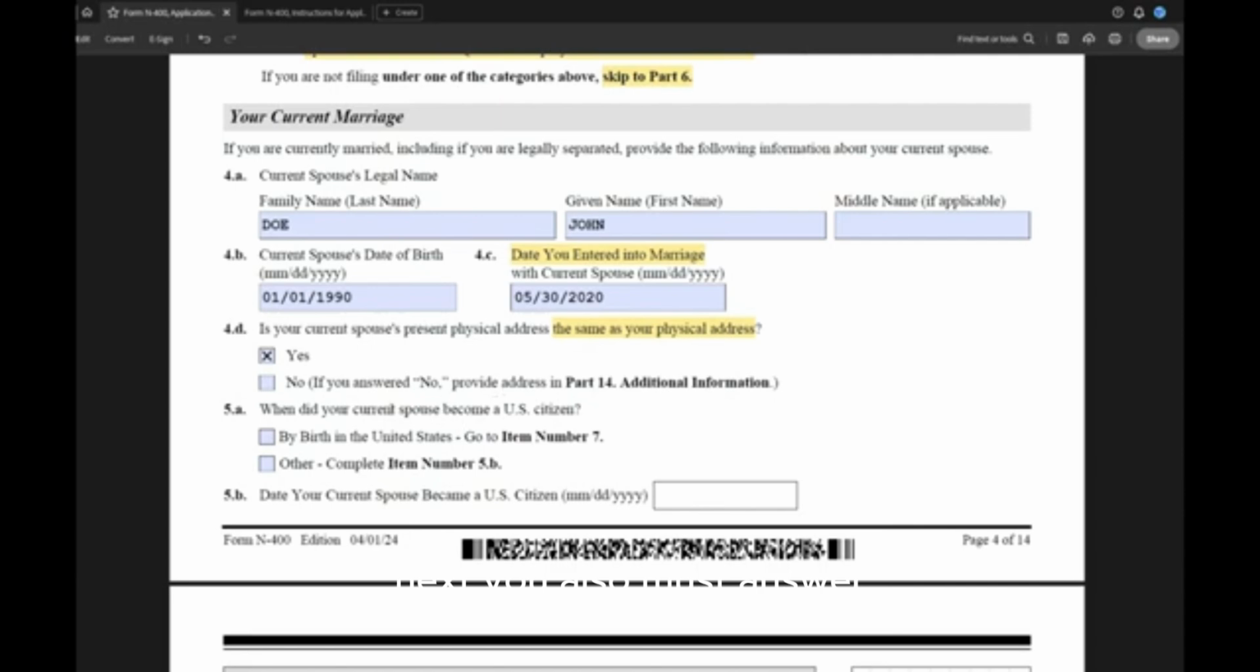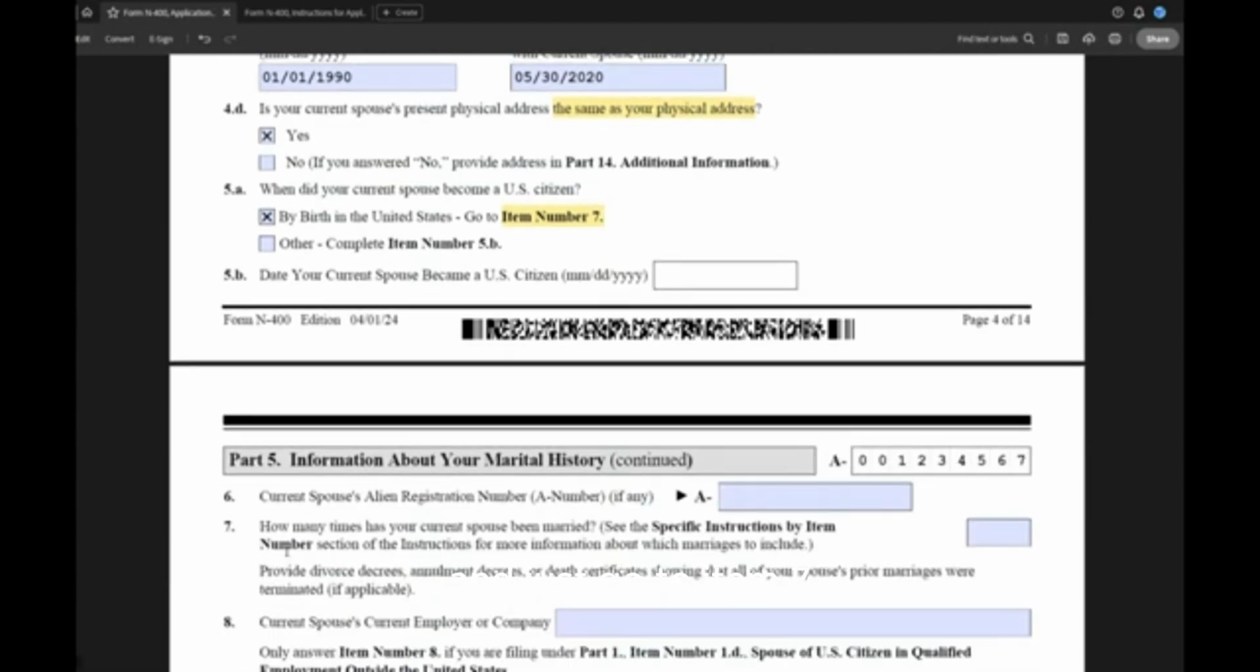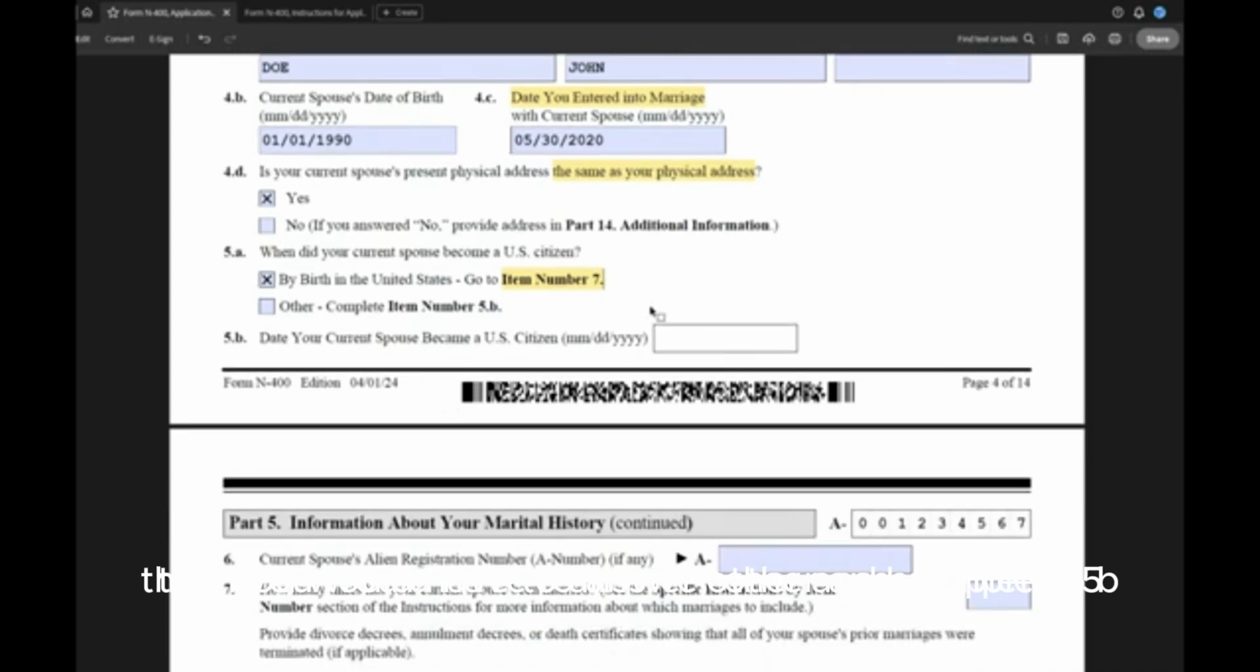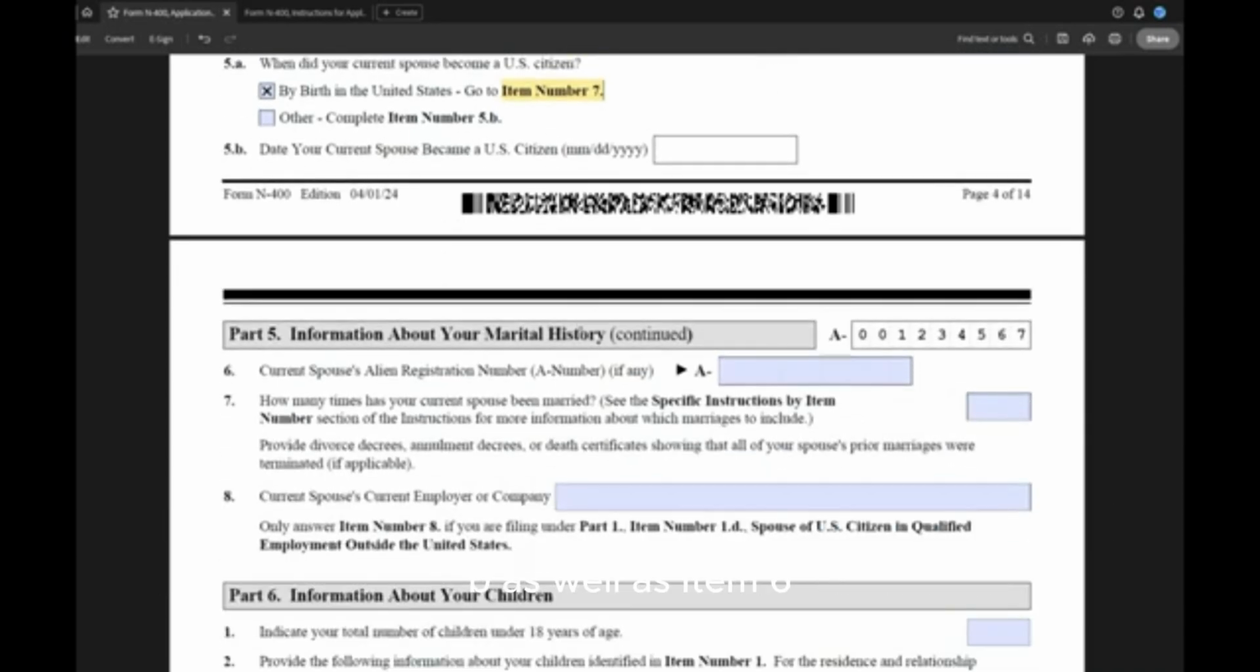Next, you also must answer when your current spouse became a U.S. citizen. So let's say in our case, by birth in the United States. So if you answered this, you do not have to answer anything else and just go to item 7. But if your current U.S. citizen spouse naturalized at some point in the past, then you would have to answer other and complete 5B, as well as item 6 if your spouse was an immigrant as well.